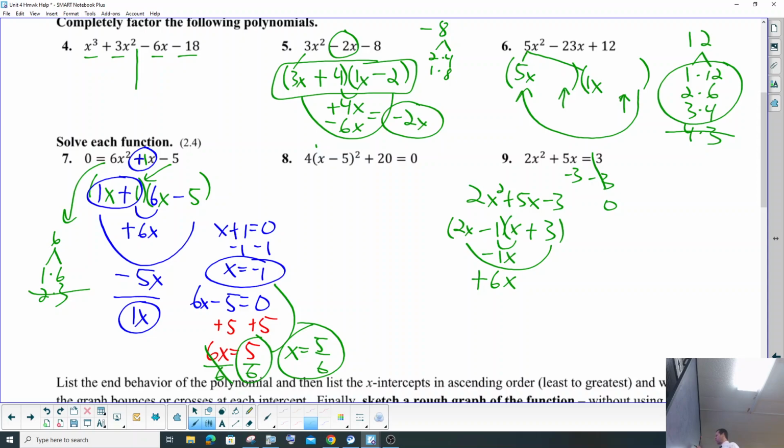Let's see. Negative 1 times 3 is negative 3, so that worked. 2 times 1 is 2. That worked. And 6x, 3 times 2 is 6x, minus 1x is 5x. Yep, that worked.